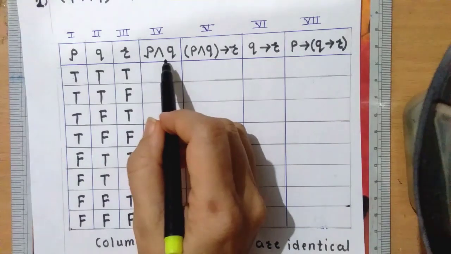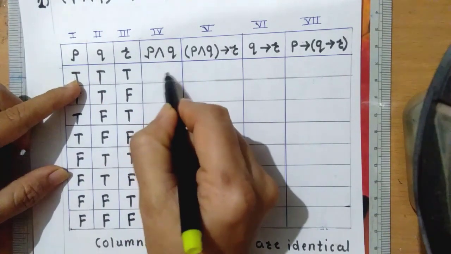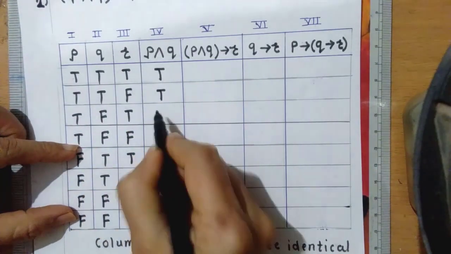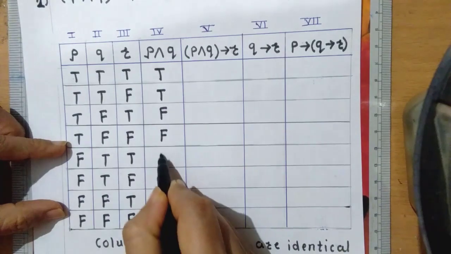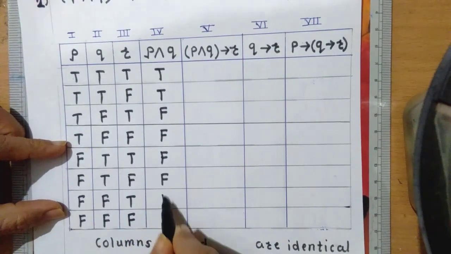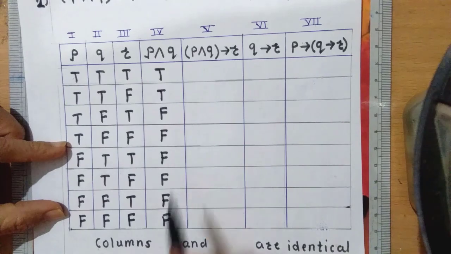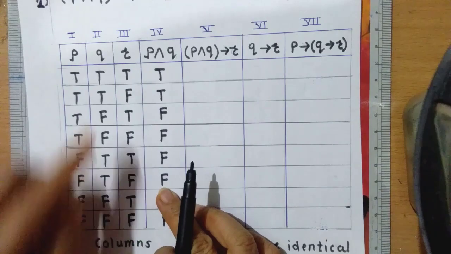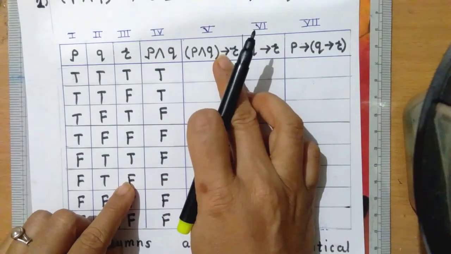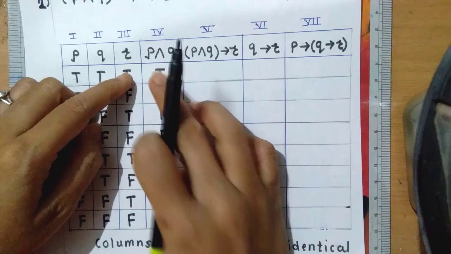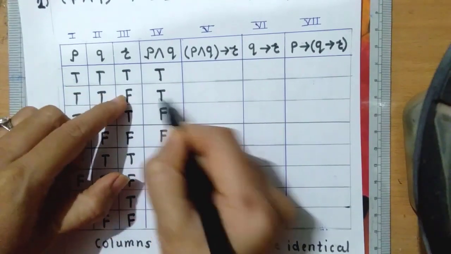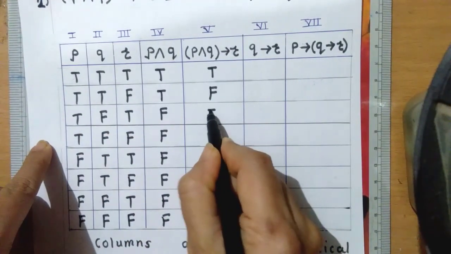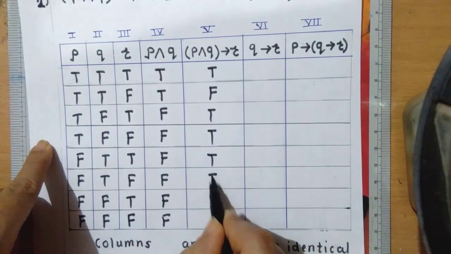Now P conjunction Q, that means conjunction between these two, T, T, T. Here also T, T, T. Now check again. No, so write down directly F, F, F, F, and F. Now implies, that means this first column implies this. So the rule of implication is first one T, second one F, then only F. Check TF, not there, TF yes, so write down F. So the rest we will write directly T.